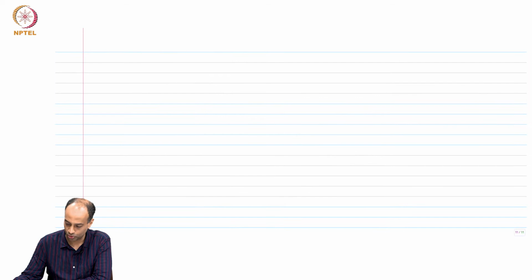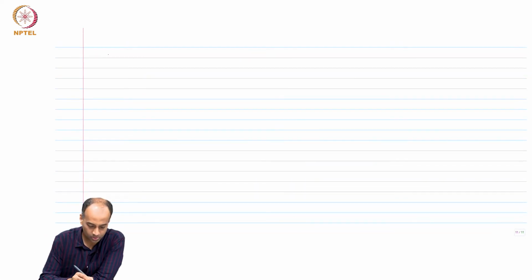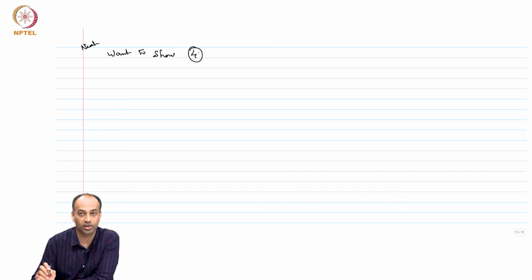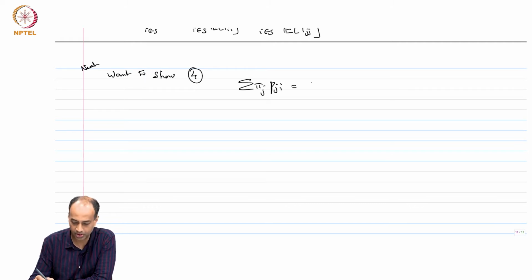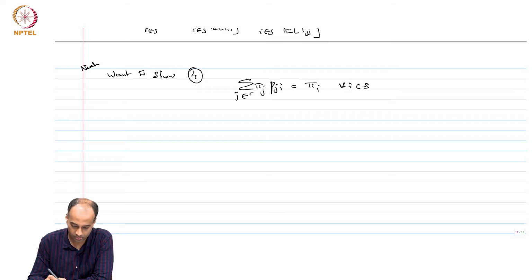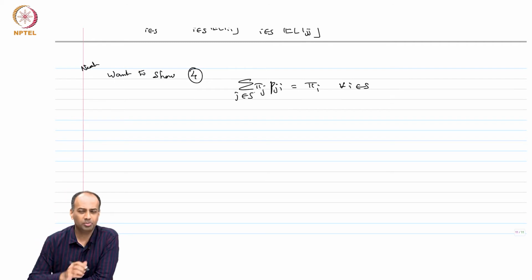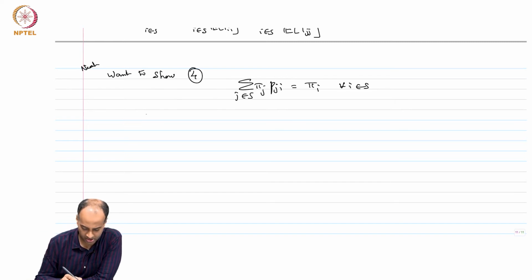Okay. Next, I want to show 4, right. This 4 is saying that sum over pi j Pji is equal to pi i. Okay. The proof is somewhat similar. I will just indicate the reward process that we use. So, let me call this r j arrow i.